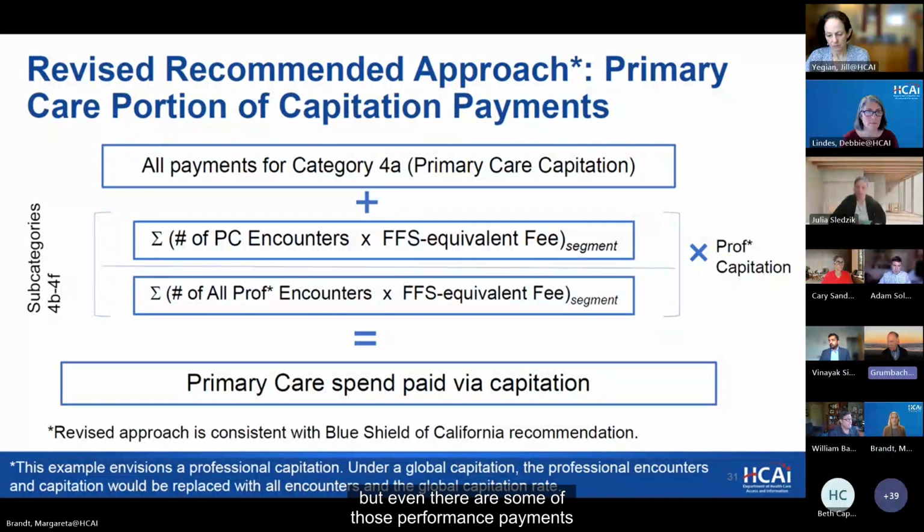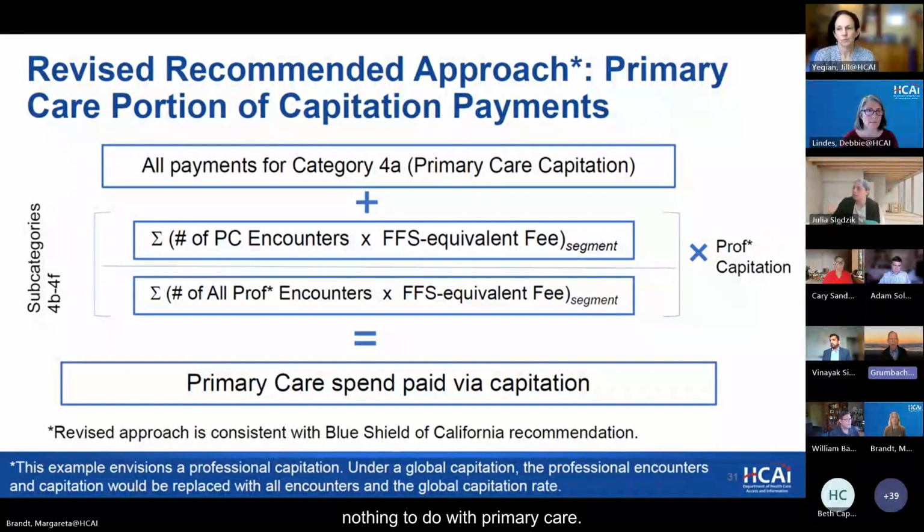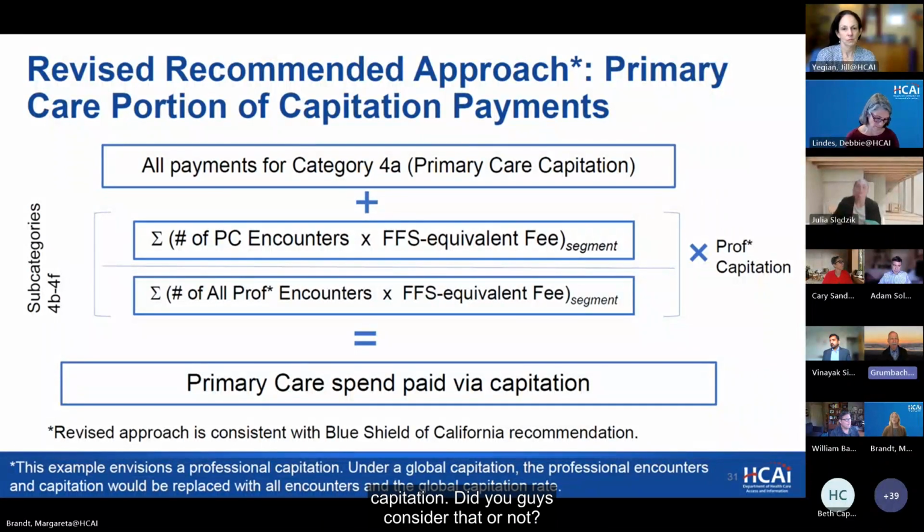But even there, some of those, like performance payments, may be hospital-based. They may be surgical infections or catheter-associated infections that have nothing to do with primary care. I would think about all those as a share of this specialty versus primary care split of the capitation. Did you guys consider that or not?